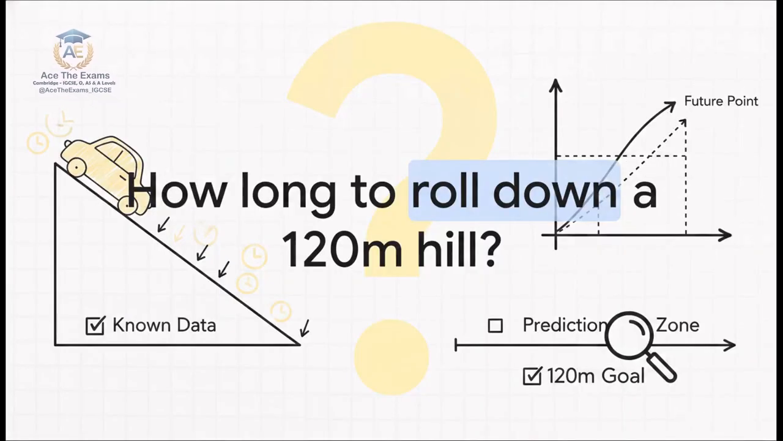And this brings us to the immediate stakes of our mathematical modeling. Looking at the data, we only know what happened up to that 12-second mark. But what if the road is exactly 120 meters long? How long is it going to take that runaway car to reach the very bottom? We can't just guess here. We need to shift our focus from historical CCTV data to actual future prediction.